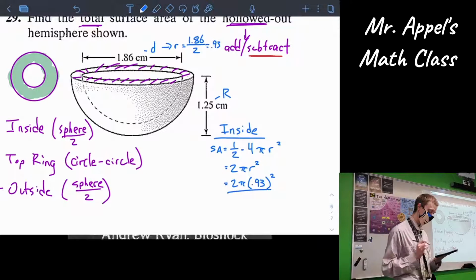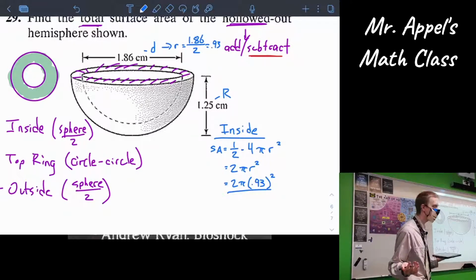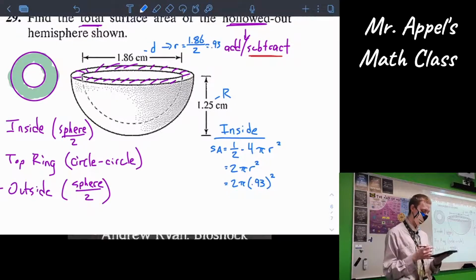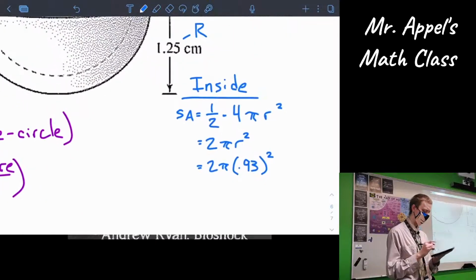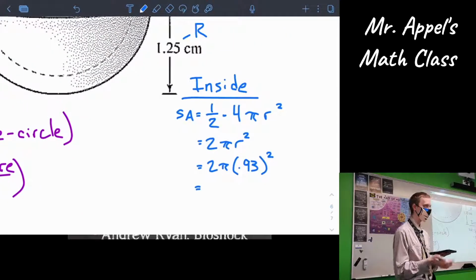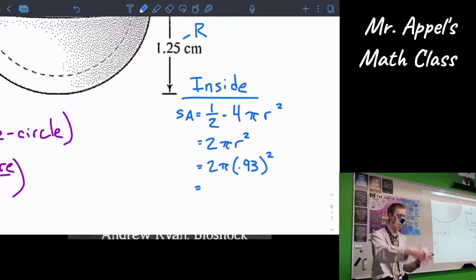There's our inside number. I mean, we could square the .93. Would you want to do at least that? Let's get this in terms of pi. So what is 0.93 squared and then times 2?